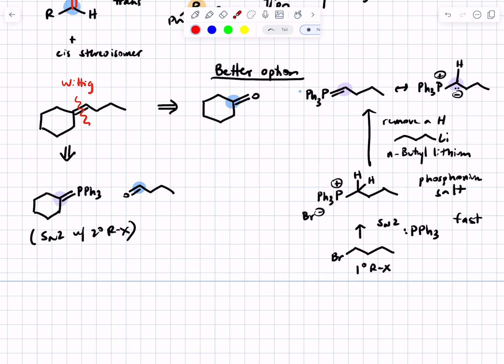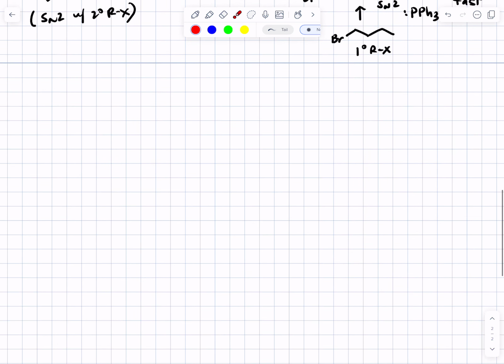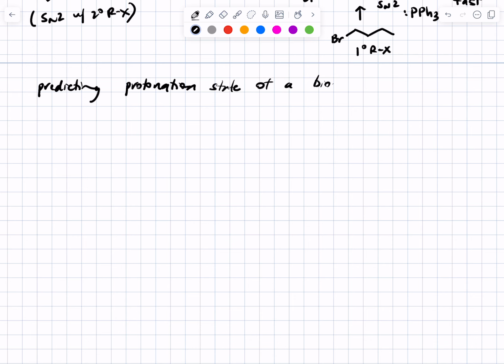So we're going to spend our time on talking about using acid-base information to understand what good leaving groups are, and also to understand how complicated biomolecules should look as a function of pH. So we're actually going to start there. Chapter 15, basically predicting what I'm going to call the protonation state of a biomolecule as a function of pH.